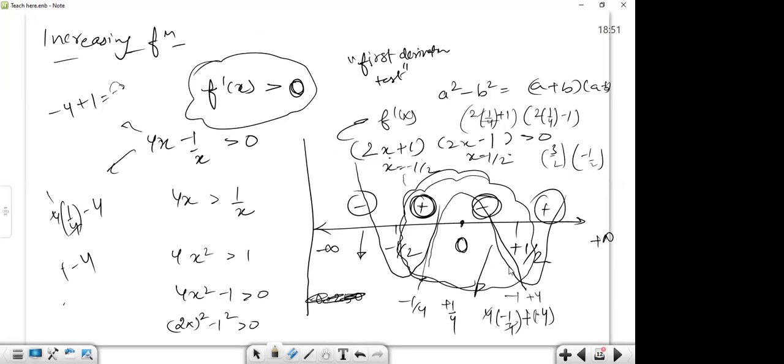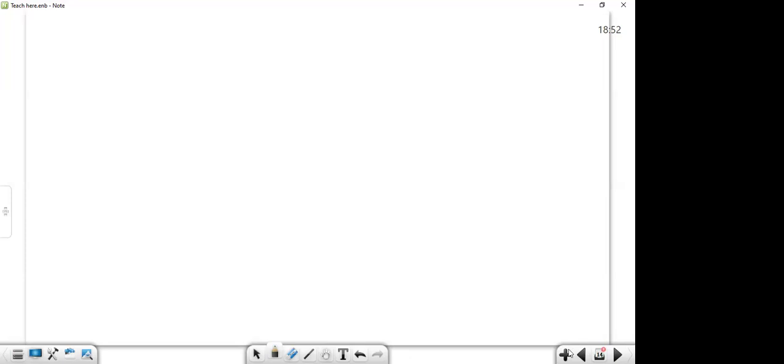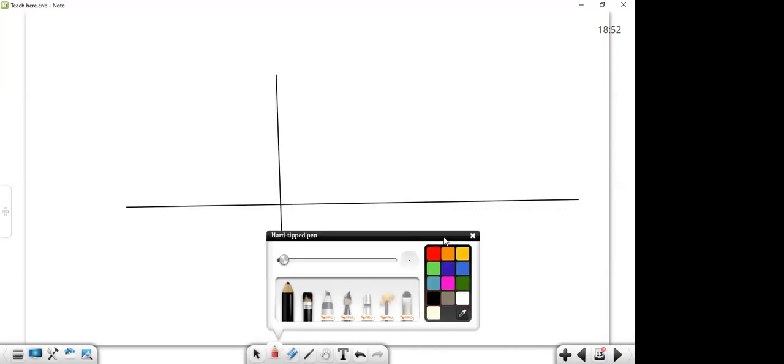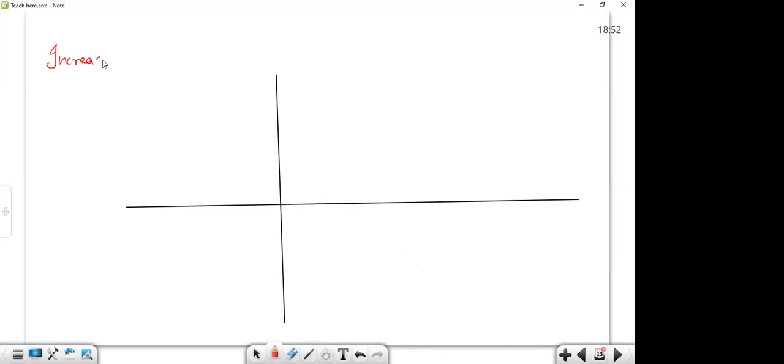Are you aware of this test? Let me first tell you the context. Let us say, we already discussed what an increasing function is. Let's discuss maximum.